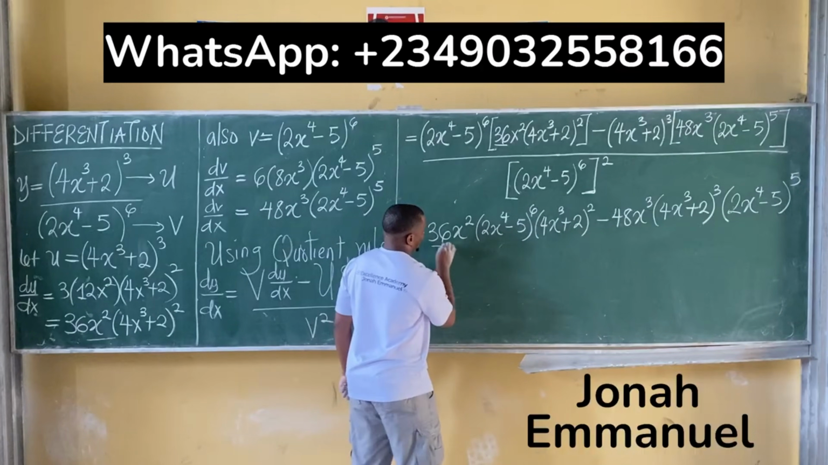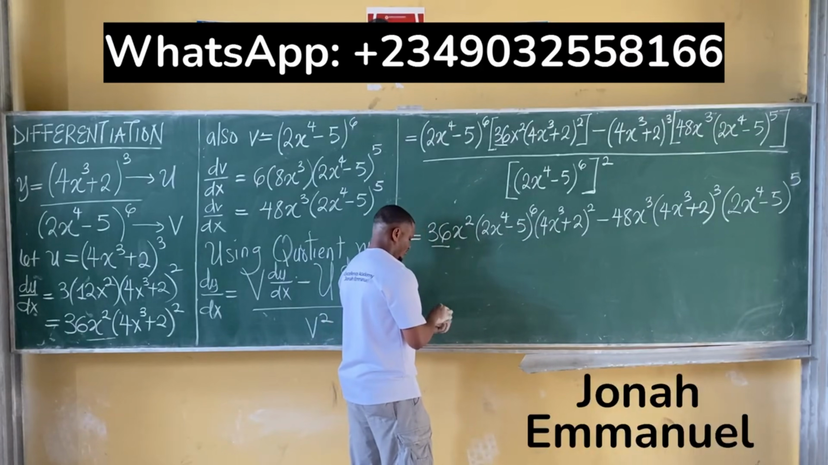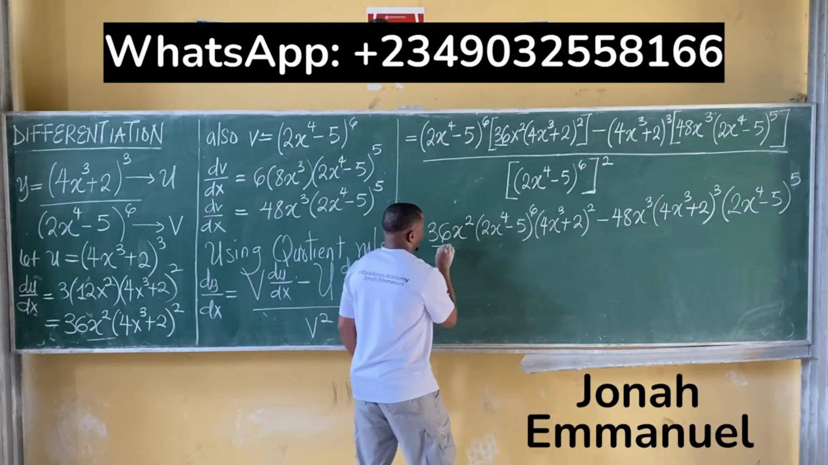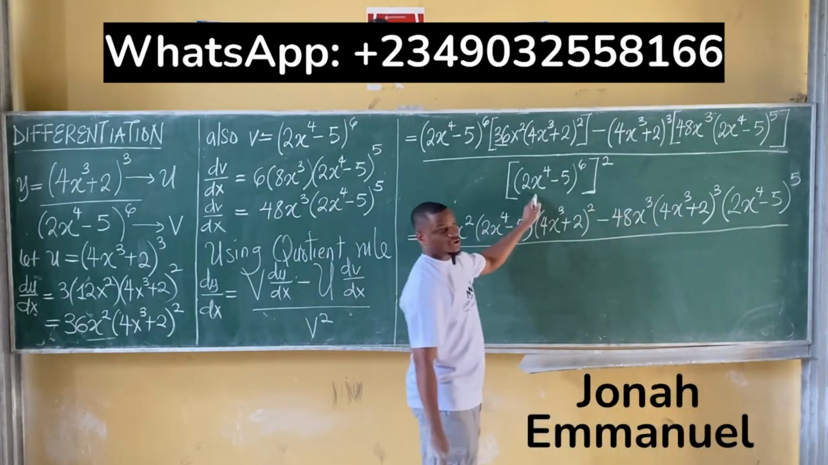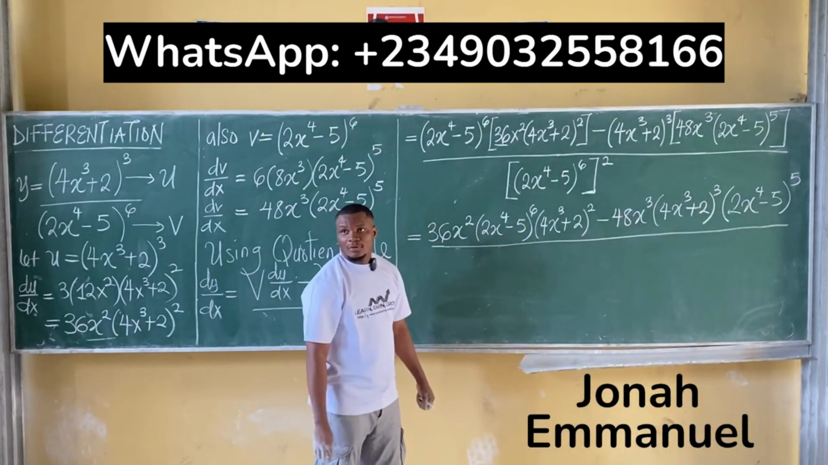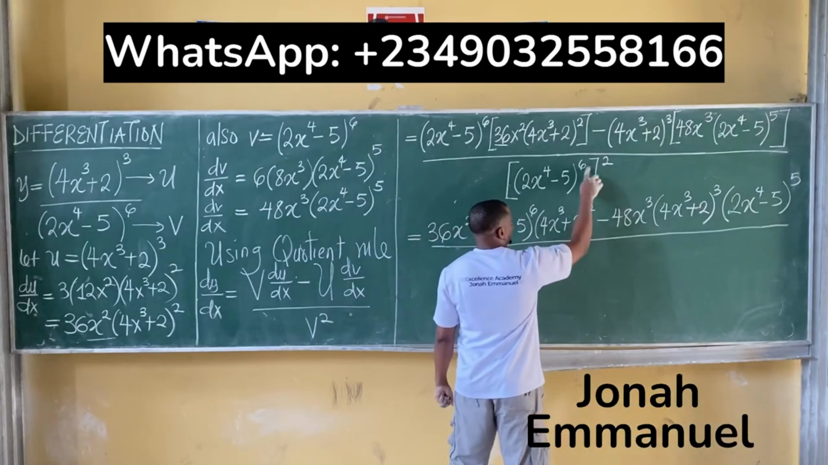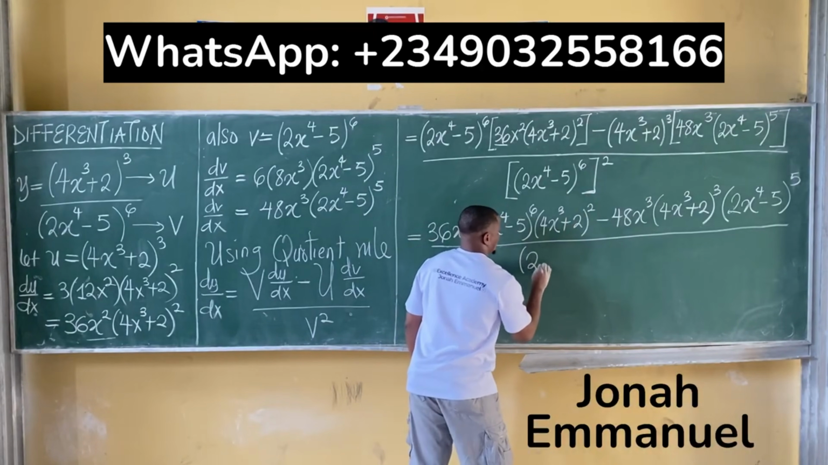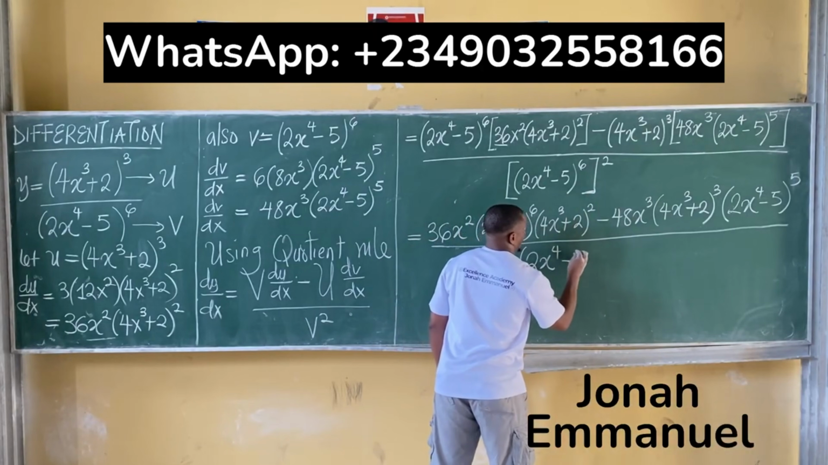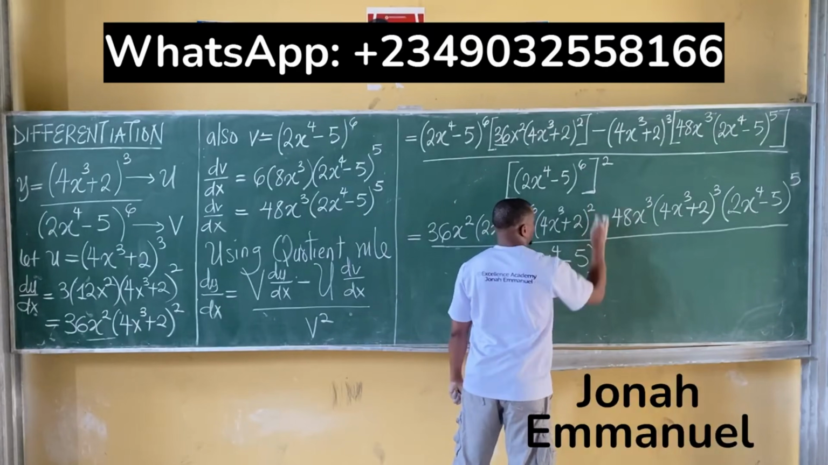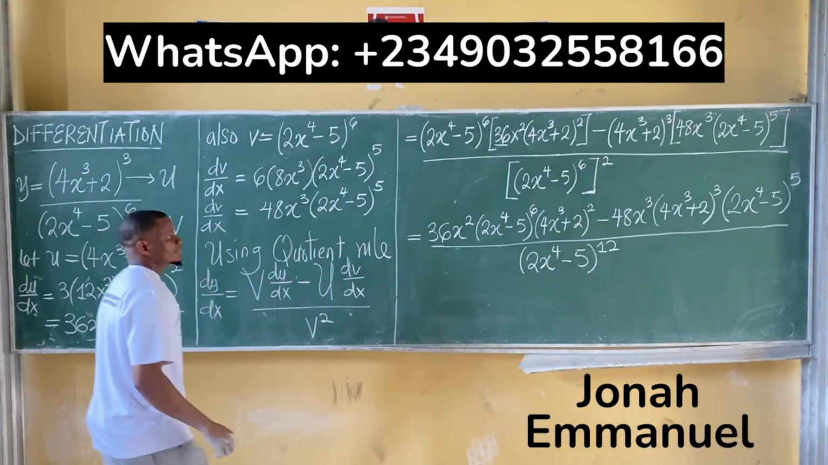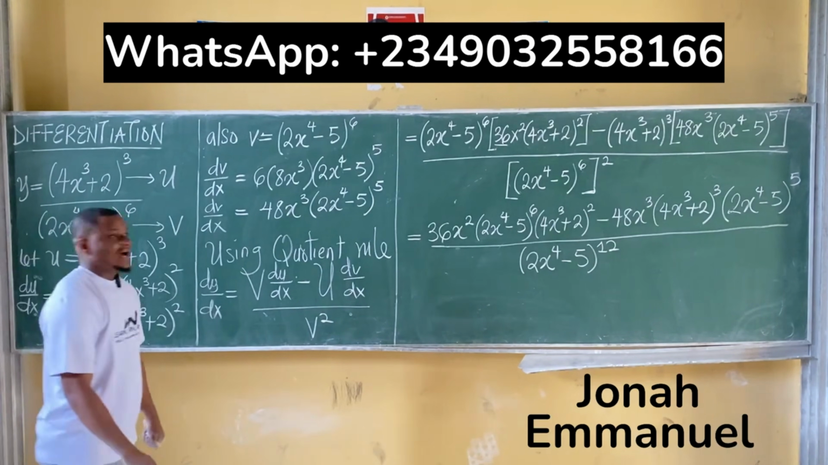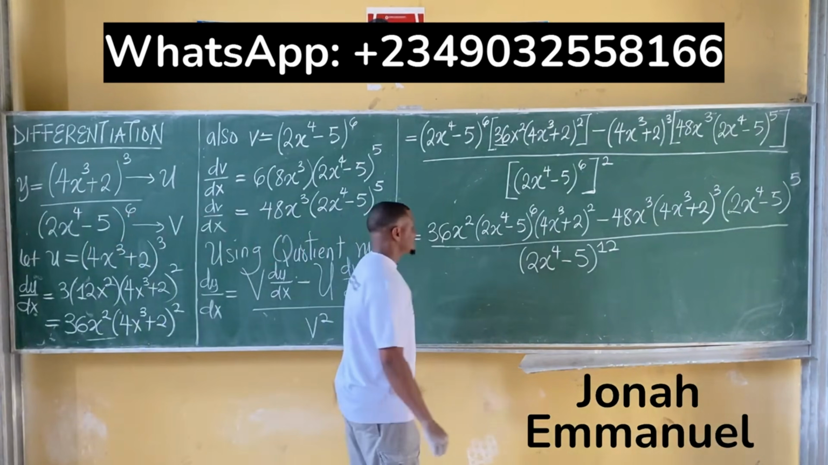This all over this. How do you simplify this? What do you do? Of course, this will multiply this. That becomes what there? (2x to power 4 minus 5) to power 6 times 2, 12. Are we done? How do you factorize this?